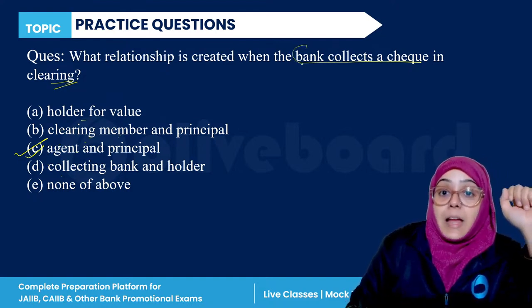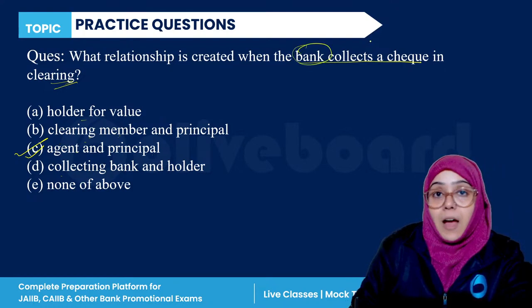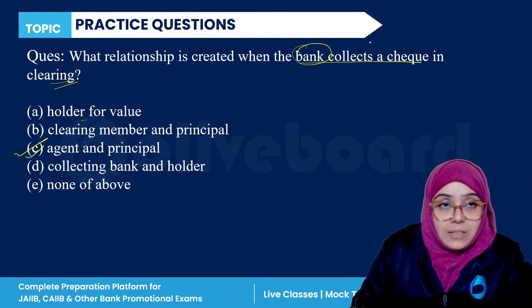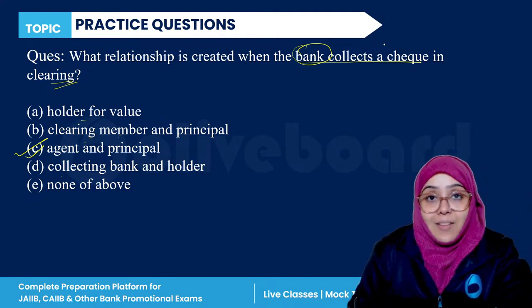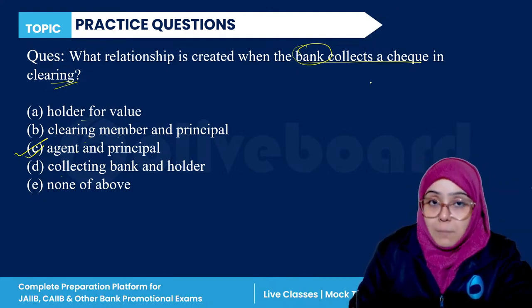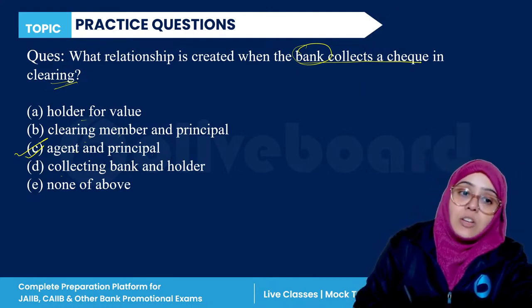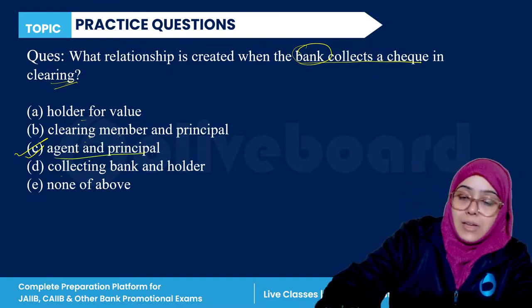Now here, bank collects a check because bank is acting on the behalf of the principal, or it is acting on the request of its client or customer. So client and customer is giving instructions, so they are the principal. Bank is an agent, so the agent and principal is the relationship.